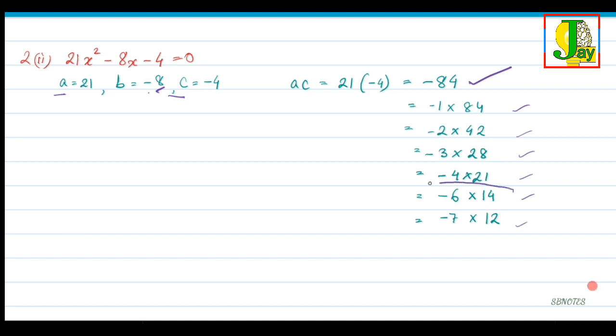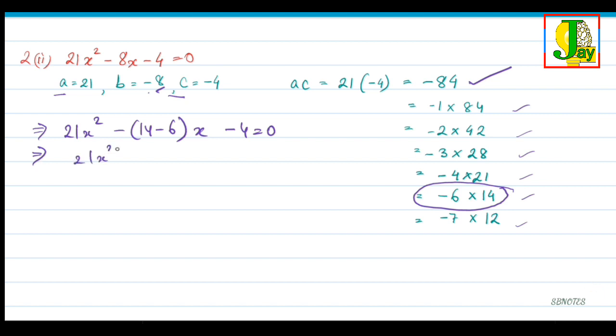If we take this one, 14 minus 6, 21x square minus 14x minus 6x minus 4 equals 0. Now you can simply go and solve this. That's minus 14x plus 6x minus 4 equals 0.